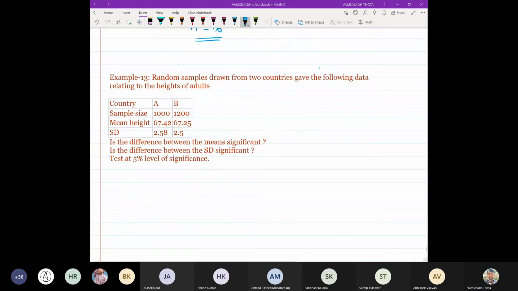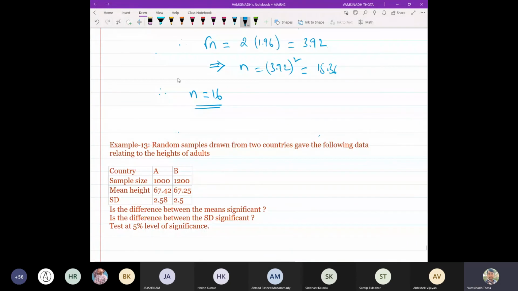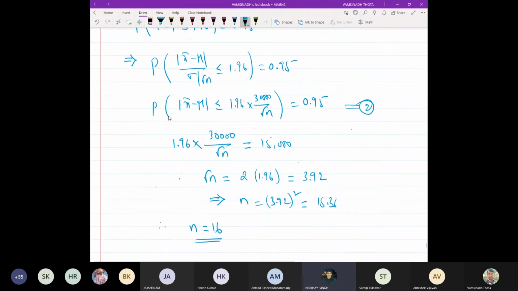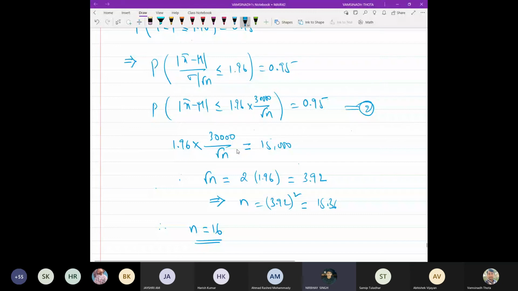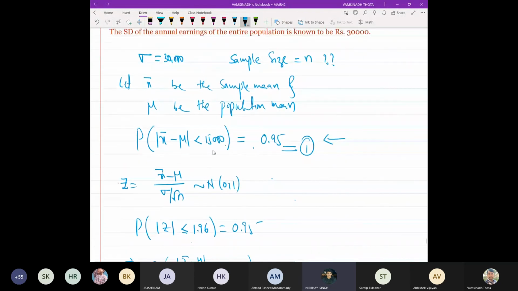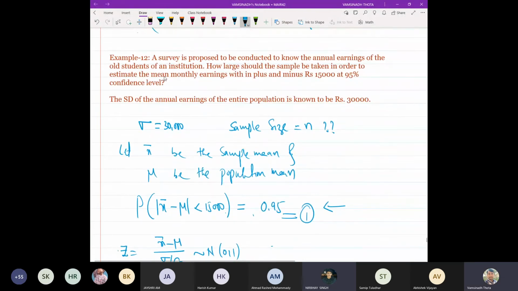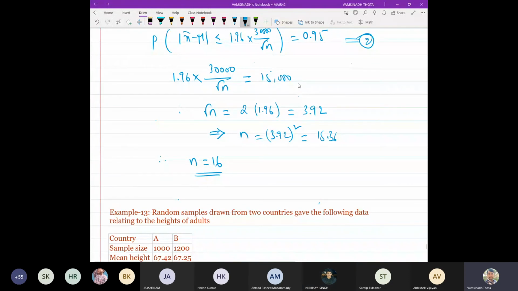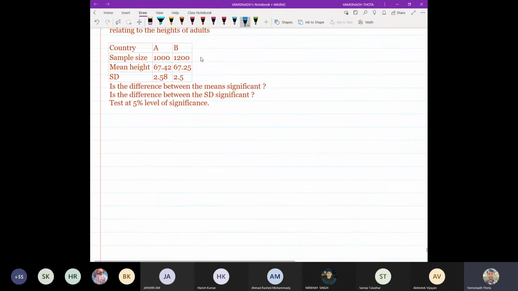Nirbhay, yeah. Sir, why did we not take equal, that probability is less than 15,000? This one? At the top, you wrote only less than 15,000. Yeah, here it is given. You read this one: how large the sample should be taken in order to estimate the mean monthly earnings within plus and minus. Within plus and minus. Yes, sir. Okay. Since within is there, less than is there, plus and minus is there, so modulus comes.